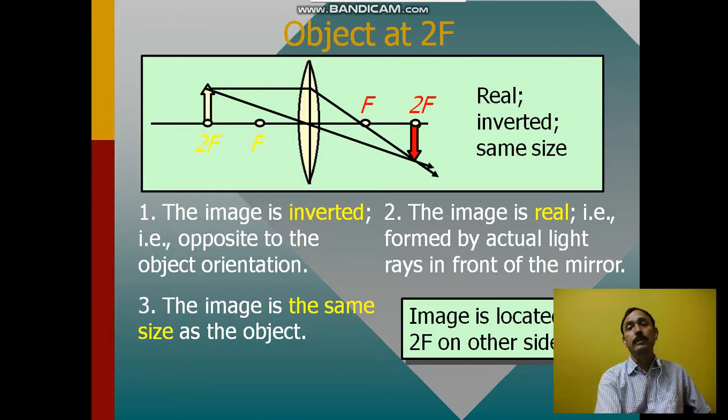Number 2, the image is real, that is formed by actual light in front of the mirror, in front of the lens actually. There is a typographical mistake. The image is the same size as the object. So in a nutshell, here the image is real, inverted and the same size, and the image is located at 2f on the other side.